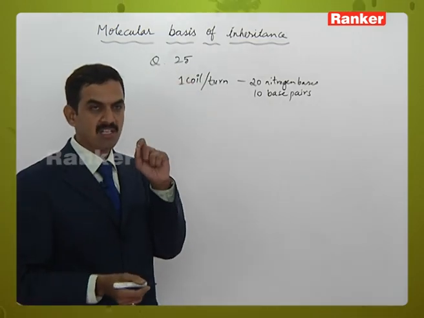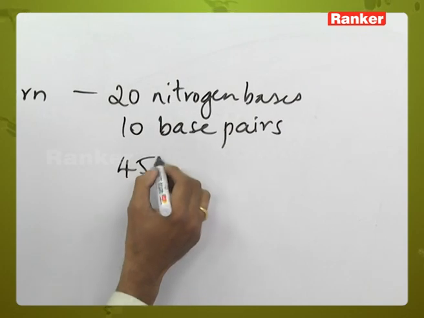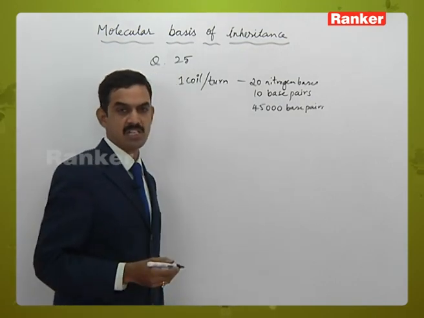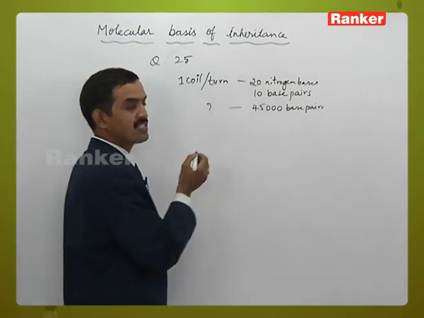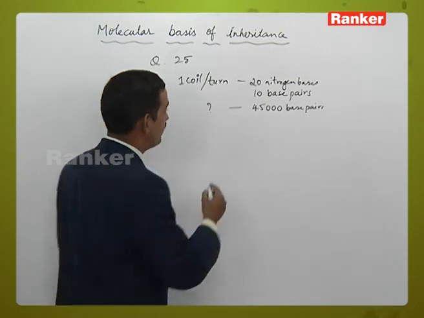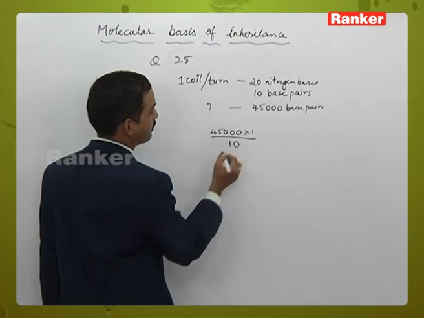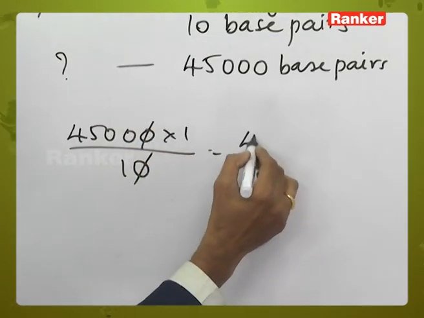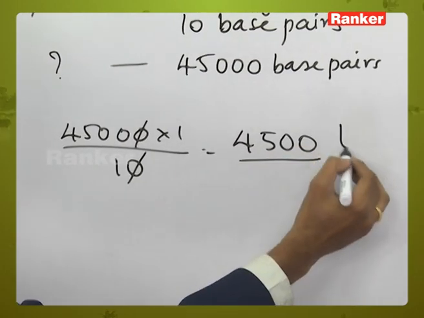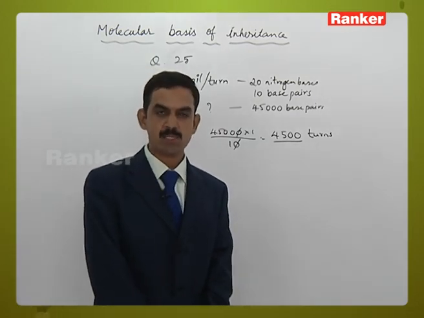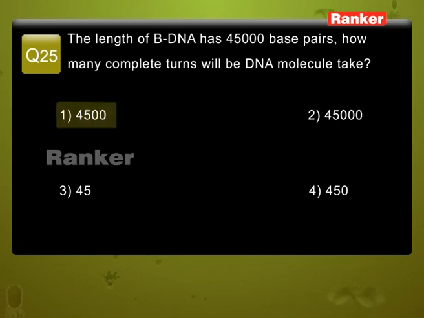But the question says that here 45,000 base pairs are present. How many turns will this bDNA have? If we cross multiply, 45,000 into 1 by 10 base pairs, and strike off the zeros, it comes to 4,500 turns. That is, a bDNA which has 45,000 base pairs will have a complete 4,500 turns. So question number 25, the correct answer is 1.